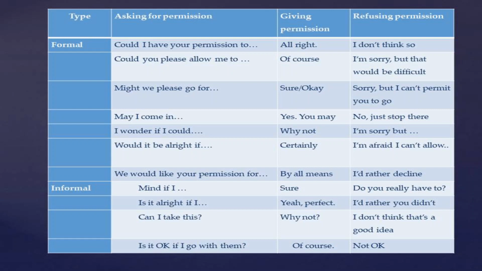Can I come in? Or can I join you? Can I take this? You can use can in the informal situation. So you should know which verb to use in the formal situation and which to use in the informal situation. In the informal situations, we can ask for permissions using these expressions like, we would like your permission for, mind if I? Oh, that's a very informal way. Is it all right if I?